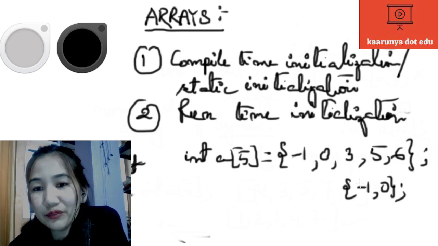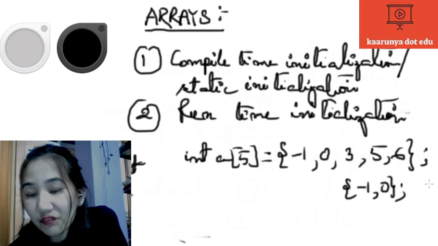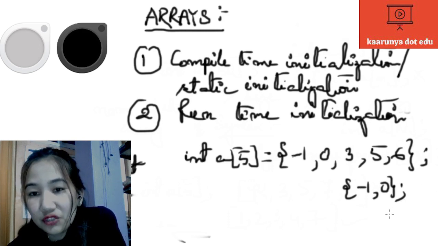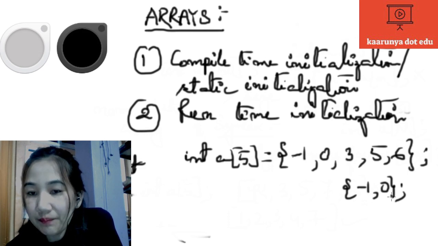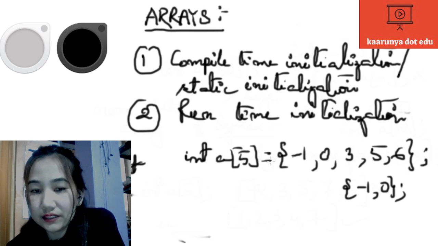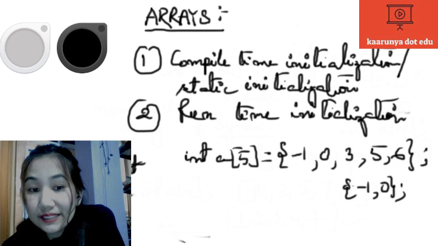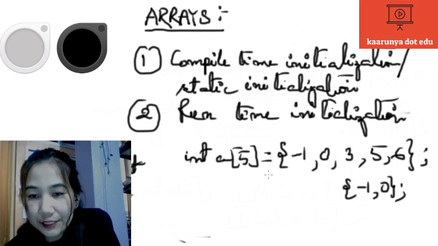Alright, so what will happen is that the remaining values will be assigned zeros automatically. The remaining values will be assigned 0 if you initialize only 2 elements, and the size of the array is 5, but you have given only 2 elements. Then the remaining 3 elements will be assigned 0 automatically. Alright, so this is nothing but compile time initialization.